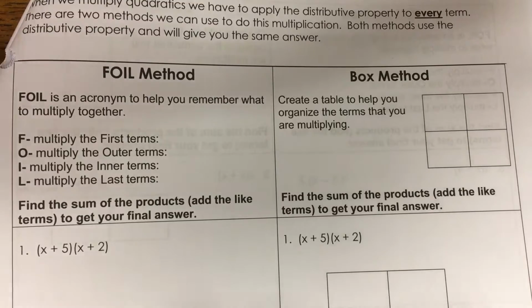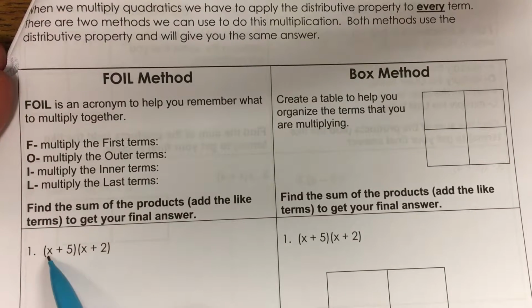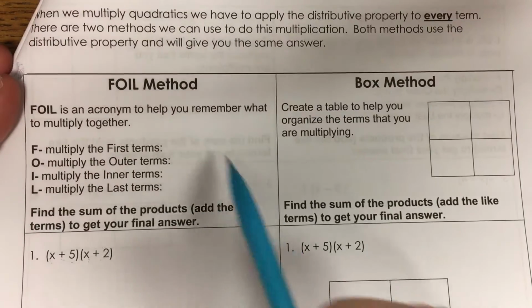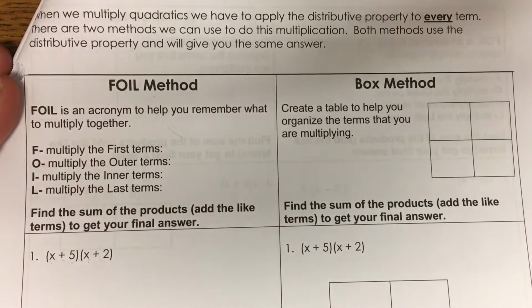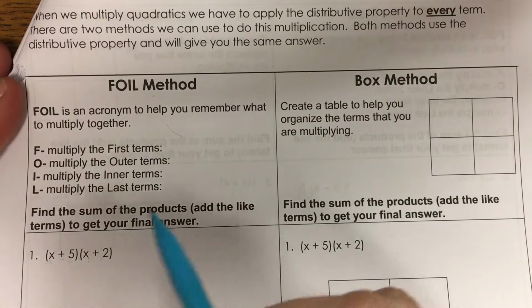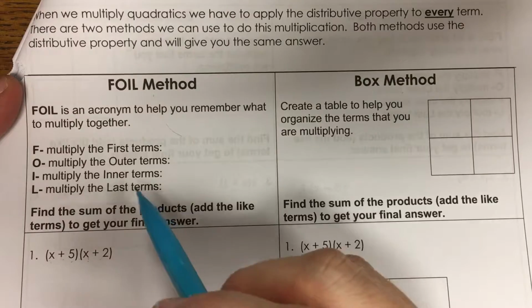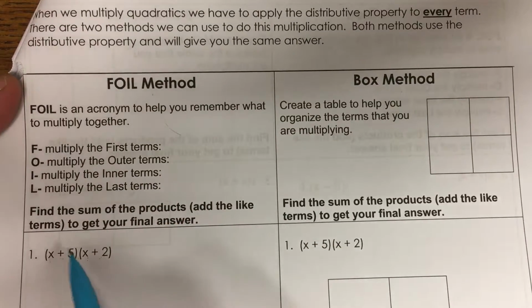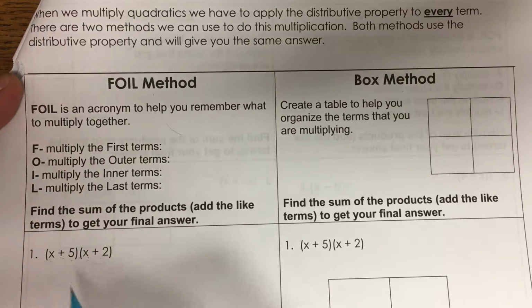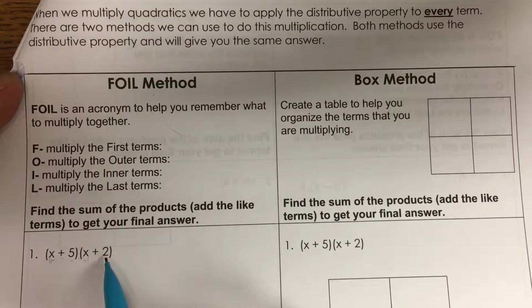What I'm going to do is multiply the binomial x plus 2 times x plus 5 using two different methods. First, I'm going to use the FOIL method, and then I'm going to use the box method. And we'll get the same answer both ways. FOIL is an acronym to help you remember to multiply all four steps. When we multiply two binomials together, we want to make sure that this first x in the x plus 5 is multiplied to both x and 2.